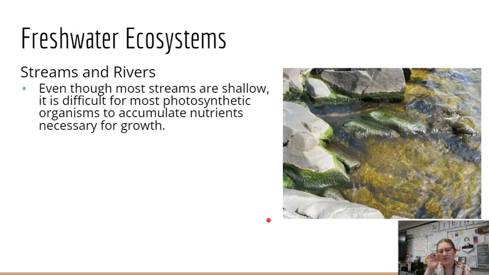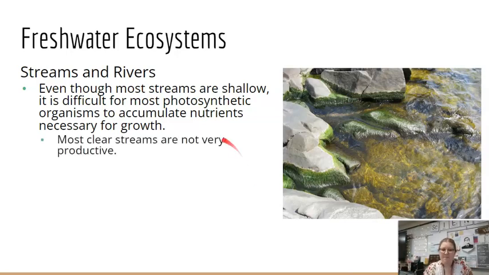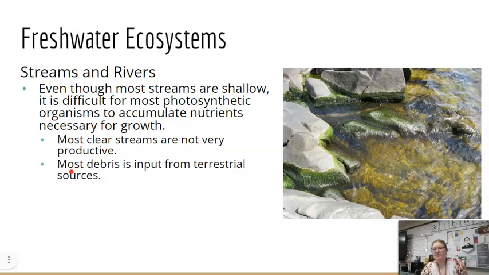All right, for streams and rivers, even though most streams are shallow, you can see the bottom, you can touch the bottom standing up, it's difficult for a lot of photosynthetic organisms to accumulate nutrients necessary for growth because no nutrients are really hanging out. That water is constantly rushing and moving, so it's taking a lot of those nutrients with it. Most clear streams are not very productive. There's not a lot of photosynthesis happening. And most debris is input from terrestrial sources. So tree limbs falling, animals walking through and taking some of that debris with them.